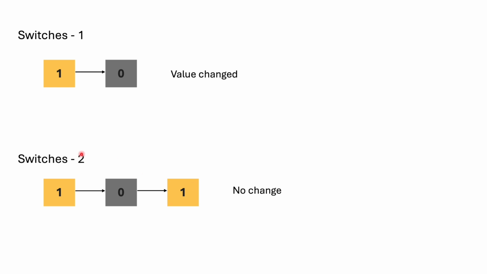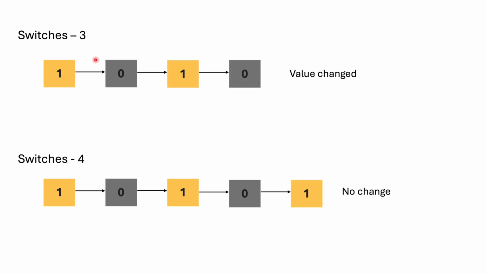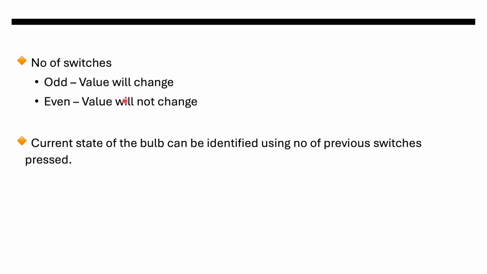If we toggle a bulb once, its value changes. If we toggle it twice, it returns to the original state. For 3 times, it changes again. For 4 times, back to original. From this, we can conclude that for an odd number of switches, the value will change, and for an even number of switches, the value will not change. This is the key insight. Instead of actually flipping bulbs, we just track how many switches we have pressed so far. Using this count, we can determine the current effective value of any bulb.